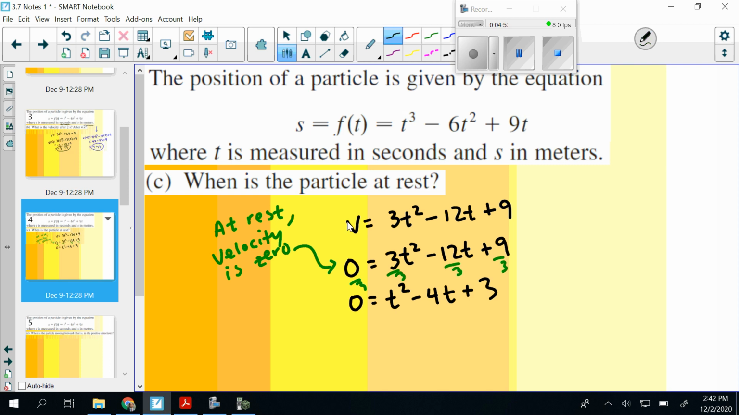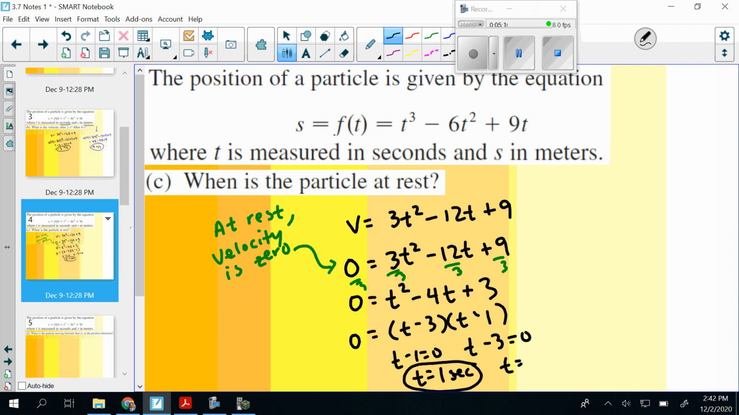Does the rest of this factor? It does look like it is going to factor here. Looks like it factors to t minus 3 and t minus 1. And so the times for which this is at rest, if you set these equal to 0 to solve, would be at 1 second and also at 3 seconds. It's at rest. So those would be the two times when this particle is not moving.